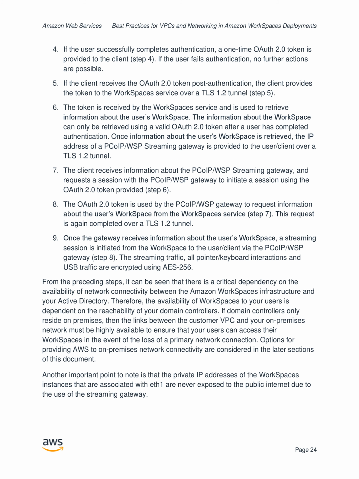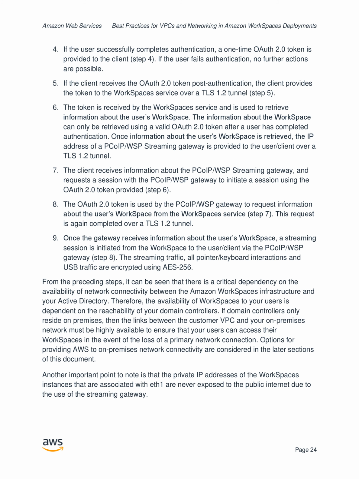6. The token is received by the WorkSpaces service and is used to retrieve information about the user's workspace. The information about the workspace can only be retrieved using a valid OAuth 2.0 token after a user has completed authentication. Once information about the user's workspace is retrieved, the IP address of a PCoIP/WSP streaming gateway is provided to the user/client over a TLS 1.2 tunnel. 7. The client receives information about the PCoIP/WSP streaming gateway, and requests a session with the gateway to initiate a session using the OAuth 2.0 token provided, step 6.